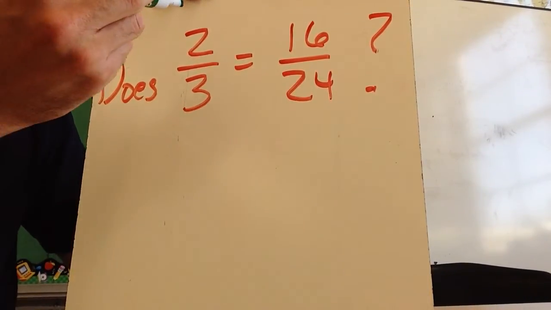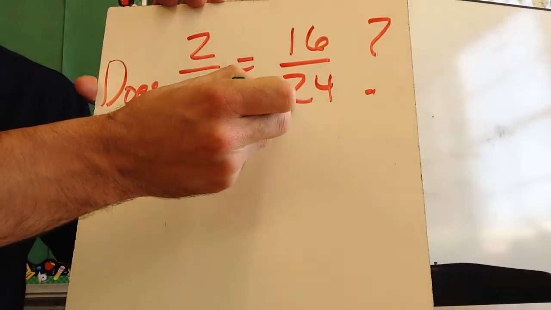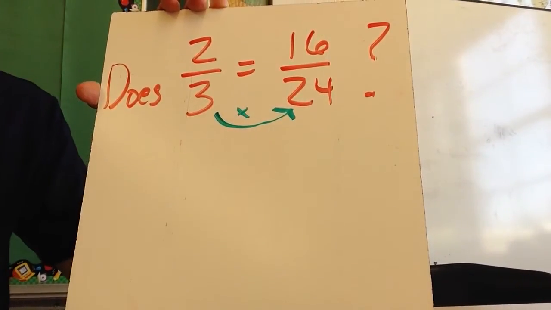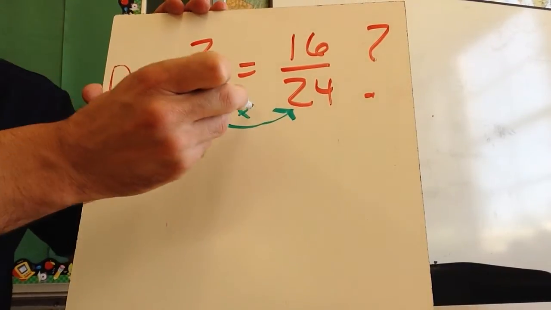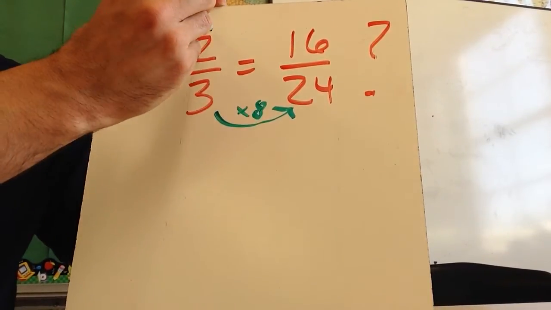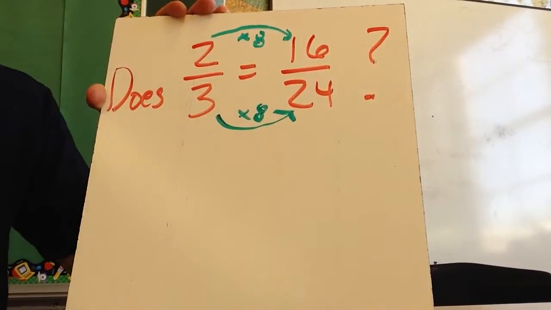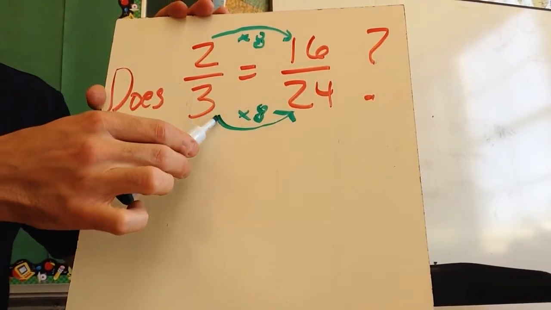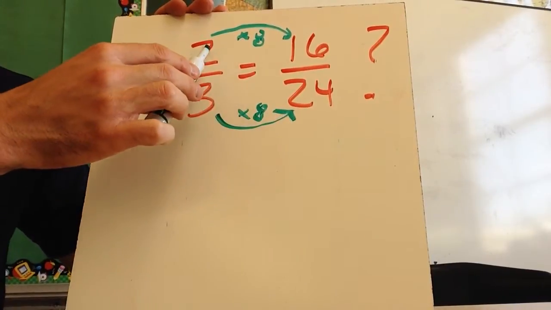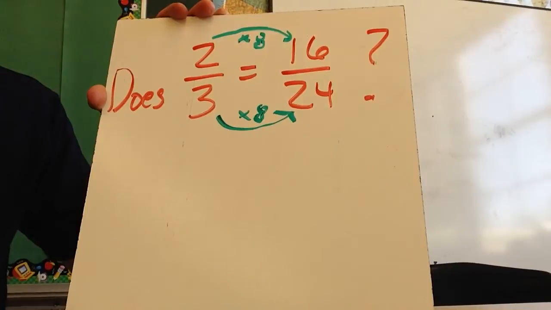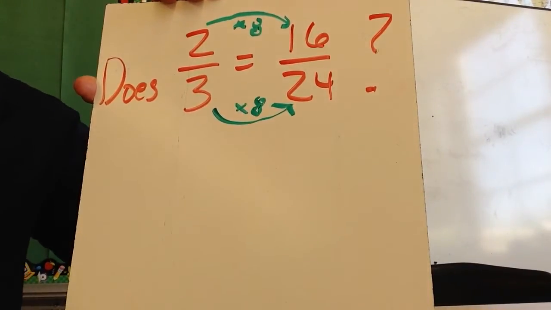One way is to figure out what number I would need to multiply by to get from 3 to 24, and my answer would be 8. And then I would multiply by that same number to get to 16. So 3 times 8 equals 24, 2 times 8 equals 16. That means that 2/3 and 16/24 are equivalent.